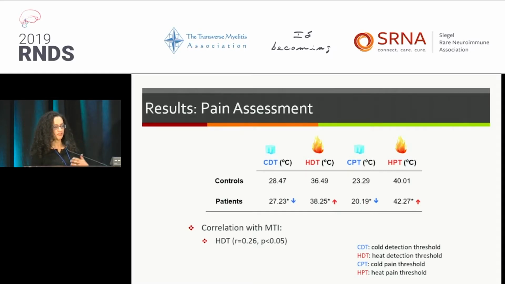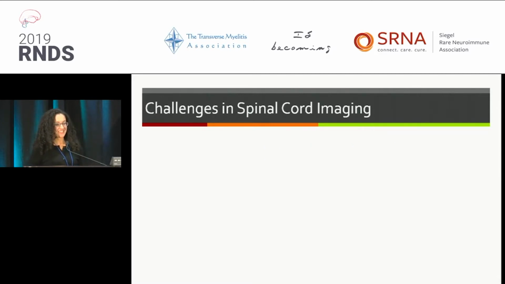We're also looking at vibration and pressure, pinprick, and all kinds of pain sensory testing. So yeah, that's not as nerdy, I hope, as, right? So it wasn't bad.